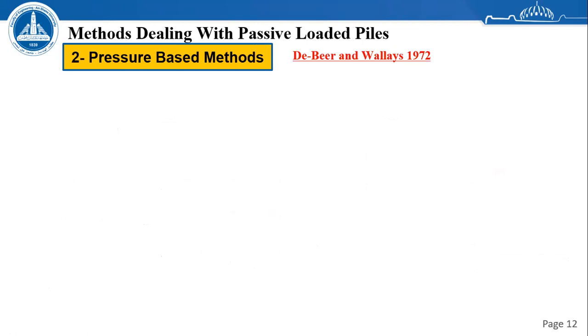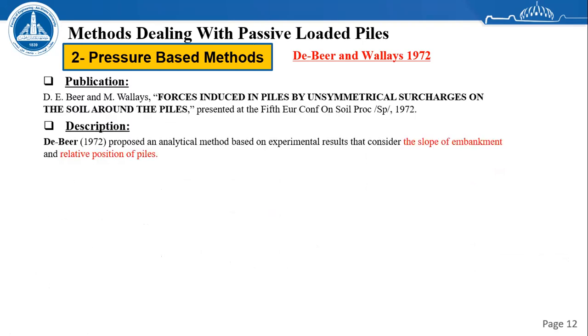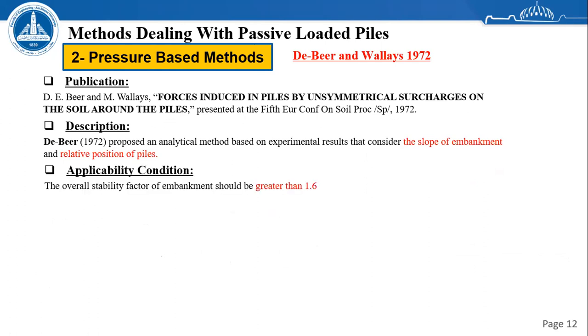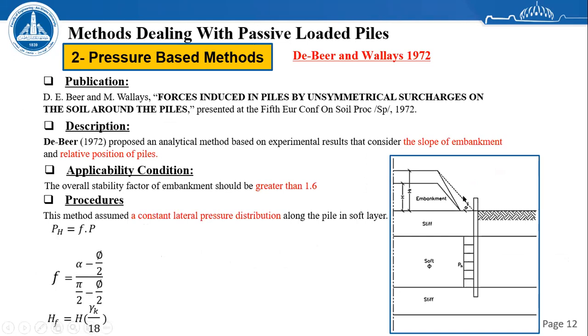Second, we will talk about the pressure-based methods, started by Ito and Matsui in 1972. In this pressure-based method, he proposed an analytical method based on experimental results. This analytical method considers the slope of the embankment and the relative position of the pile to the embankment, and the applicability condition for this method is that the overall stability factor of the embankment should be greater than 1.6.